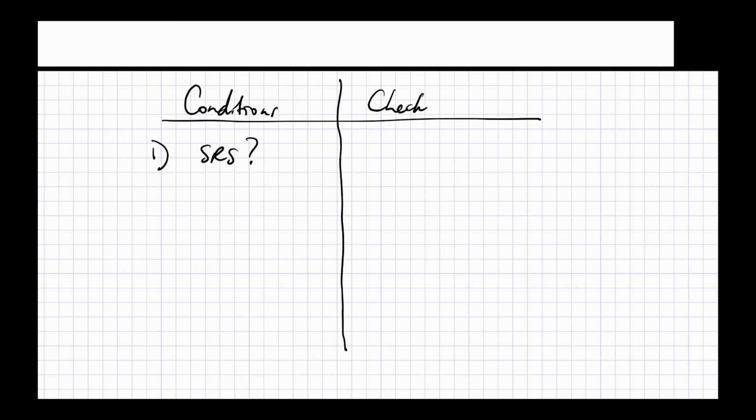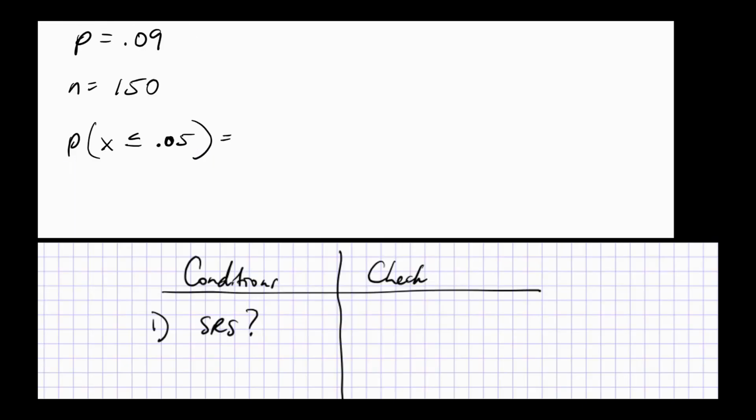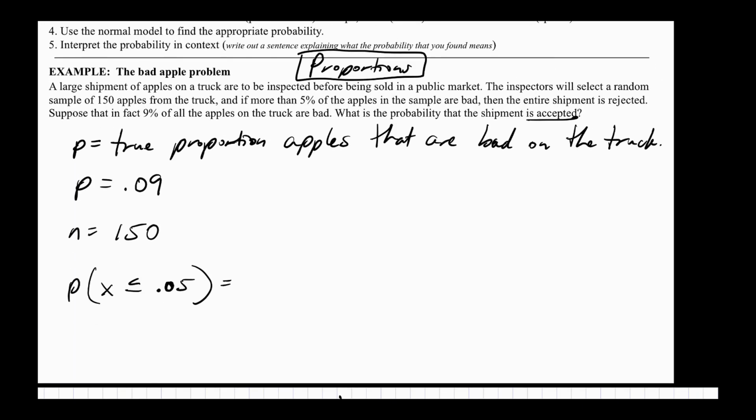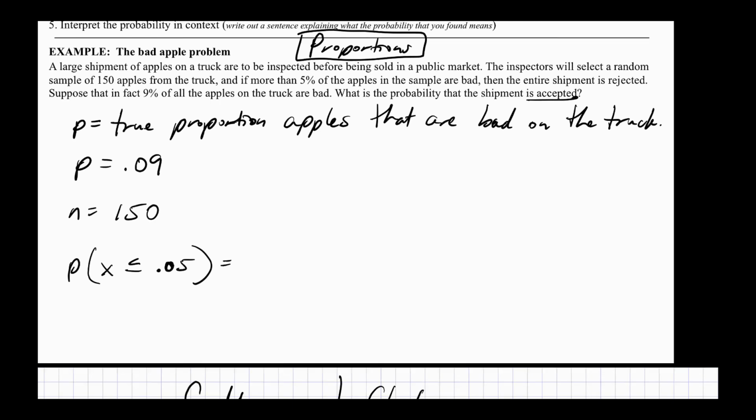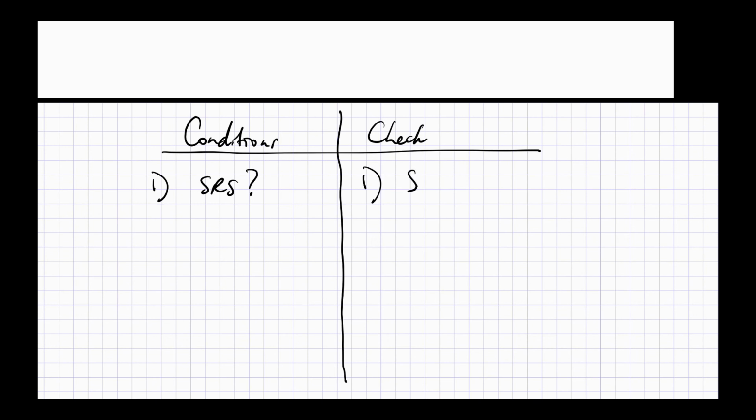So let me set up my table here. The first one, SRS, the sample of 150. Did they take that correctly? It says random sample, and I'm going to assume that they know what a random sample is. We know the procedures on how to do that. I'm going to assume they did the same thing, because it says so. So we say stated.